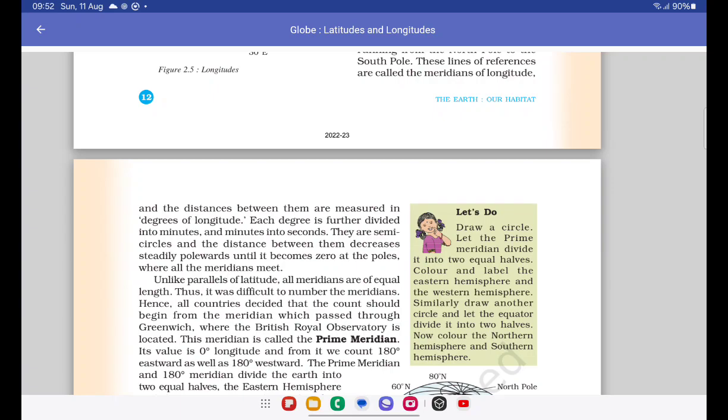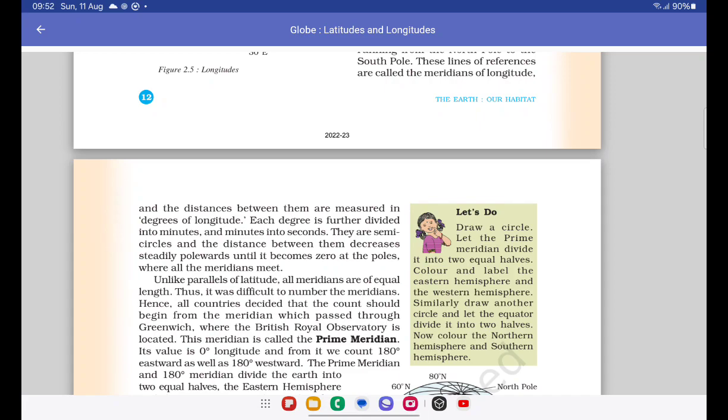Now, since we have a baseline in the case of latitudes, right? And the baseline is called the equator, from where all the angles are measured. So in the case of longitudes also, there must be a baseline from where all these 180-degree angles are measured towards the east or west.